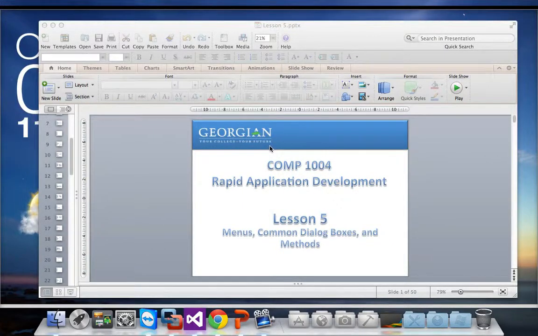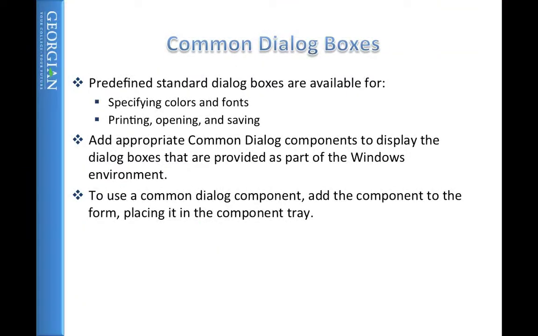Okay, this is Rapid Application Development, Lesson 5, Part 2. We're talking about common dialog boxes, and I kind of touched upon it in Part 1 of Lesson 5, right? Which is stuff that's built into Visual Studio, the whole environment, and the .NET framework. So you have common dialog components, for example, for printing, for opening, for saving, for colors, for fonts, for doing all these things that are built in.